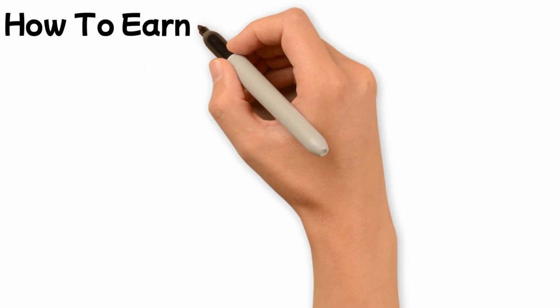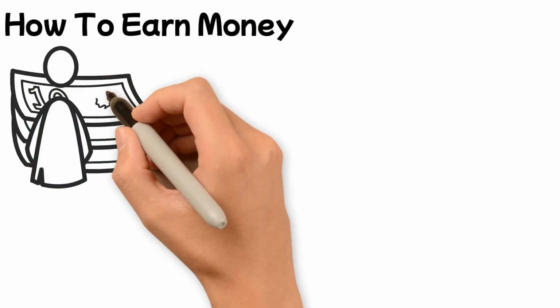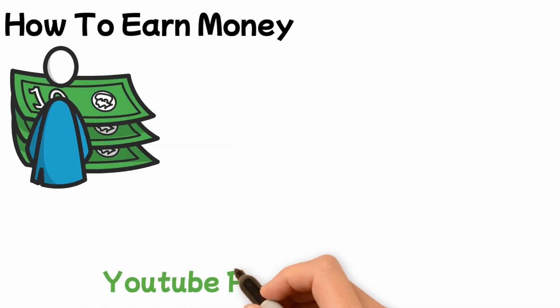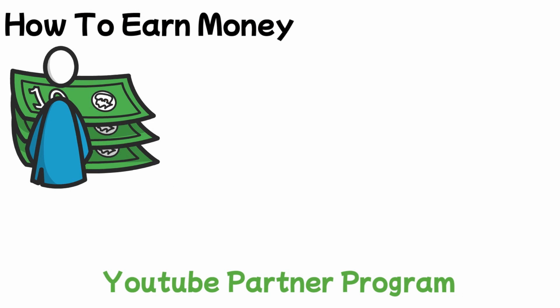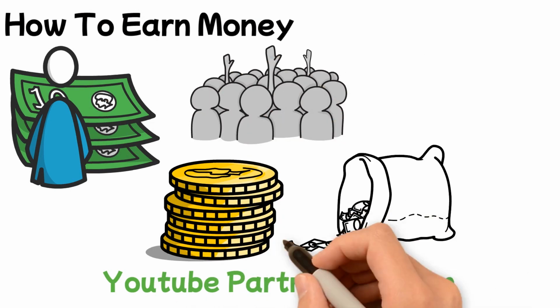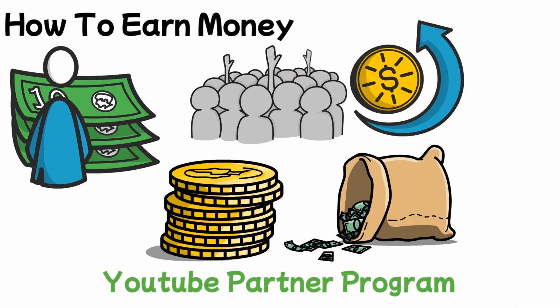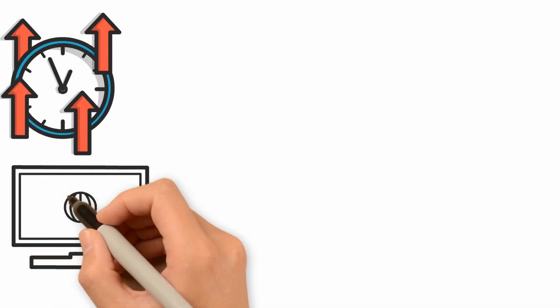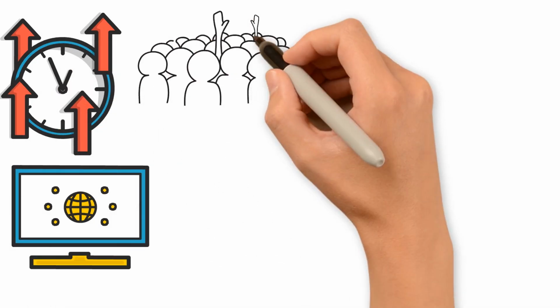How to earn money. So, how do you earn money with a cash cow channel? The main income will be through the YouTube Partner Program, where you earn ad revenue for your videos. The more people that watch your videos, the more you will earn. This is also a passive income because as long as your videos stay on the platform, they will keep earning you money as more and more people watch them.